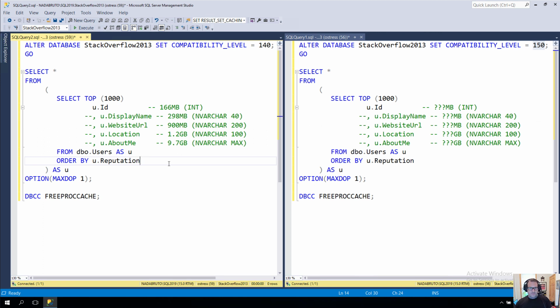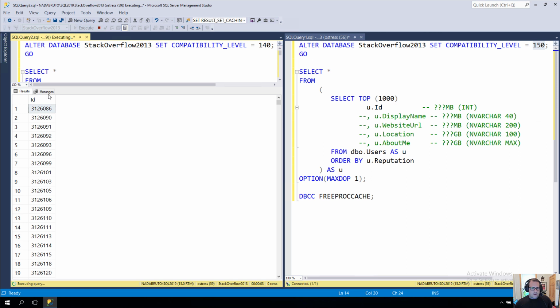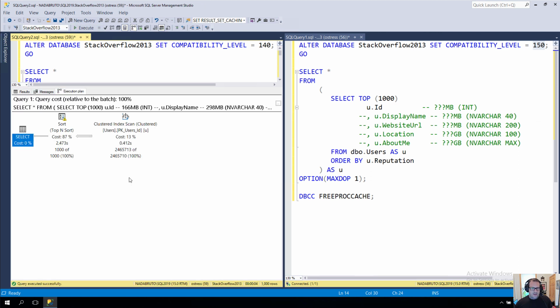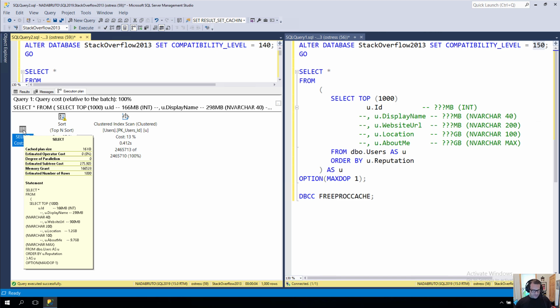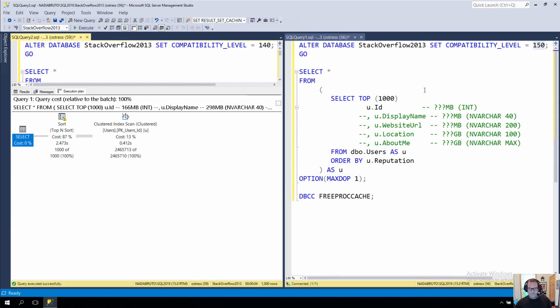So here's what happens. In SQL Server 2014 mode, run this. It executes. We get the execution plan. We see we have a sort here, and we see that this sort asks for 166.528 megs of memory. All right, cool.